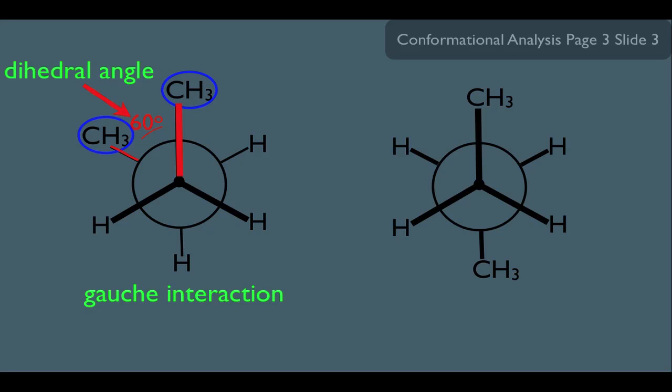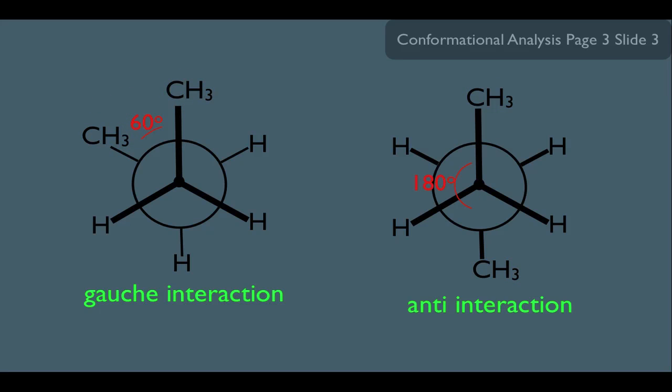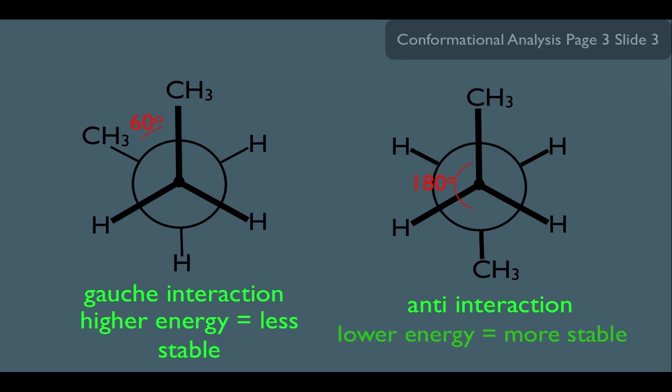What is the angle made between the methyl on the front carbon and the methyl on this back carbon here? From our point of view, notice they are 180 degrees apart from each other. There's a name for this as well. We would say that these methyls are anti to each other, or they are participating in an anti-interaction. What we need to understand here is that gauche interactions are higher energy, less stable than anti-interactions.